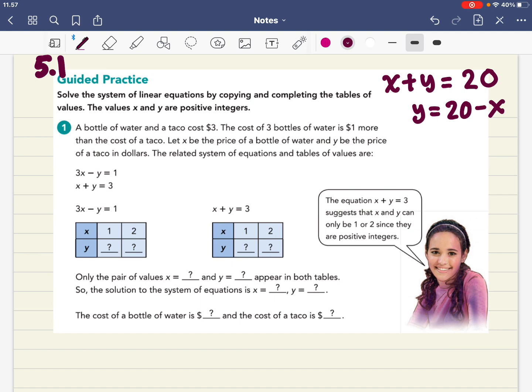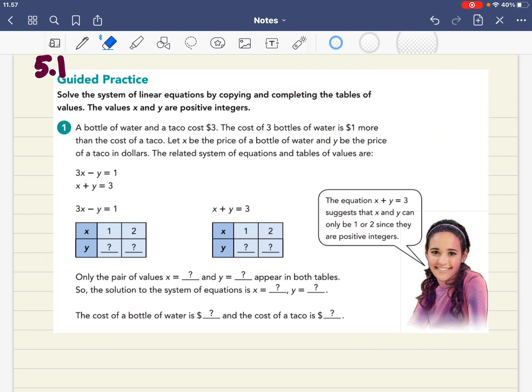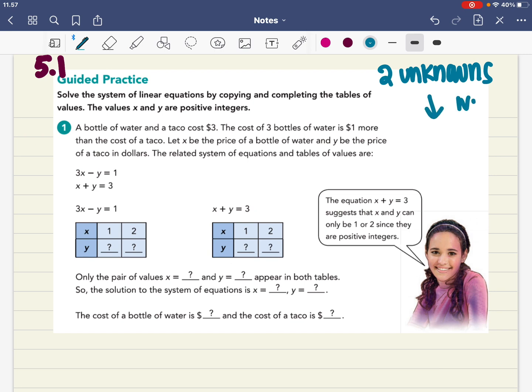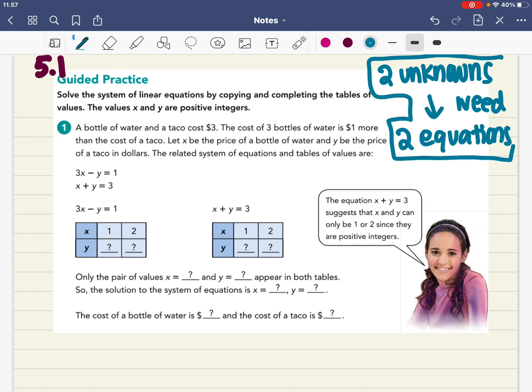And it doesn't help, right? It's 20 minus x. We don't even know what x is. The same thing when we solve for x. It doesn't help a lot. So what system of linear equations, how they help us is that when you have two unknowns, you need two equations. So we're gonna find out today why that is true. Alright, so hold on to that. Two unknowns means we need two equations.